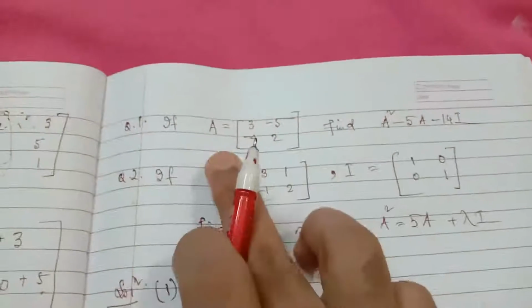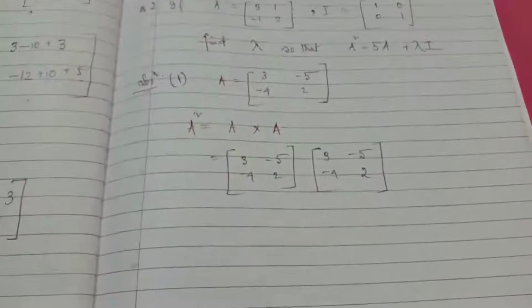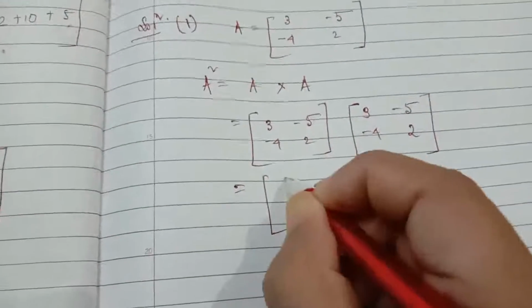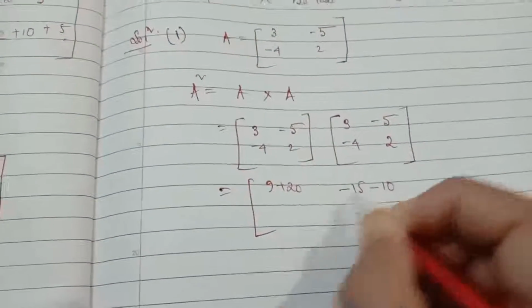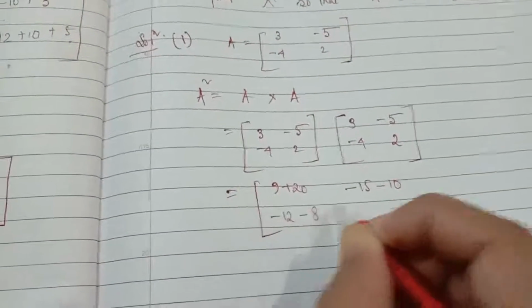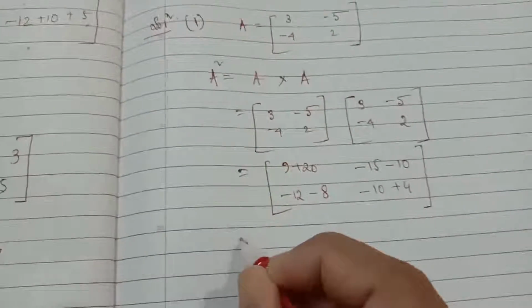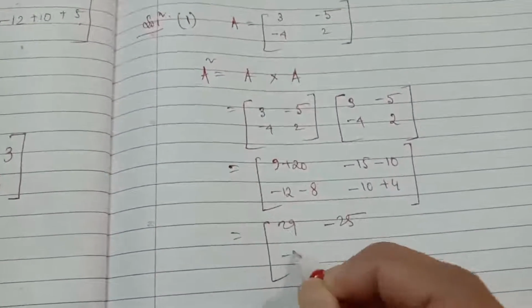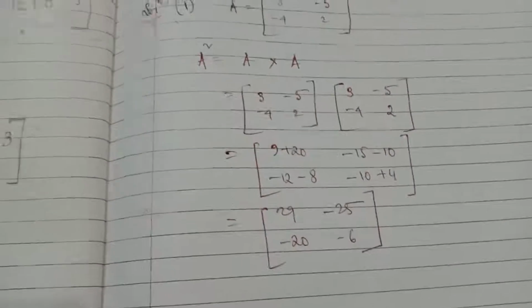Okay. Next, given A equal to this, to find A square minus 5A minus 49, I have taken A equal to this. A square equal to, you have to multiply. This will be 9 plus 20 minus 15 minus 10 minus 12 minus 8 and minus 10 plus 4. This is A square. It will be 29 minus 25 minus 20 minus 6. This is A square. Okay.